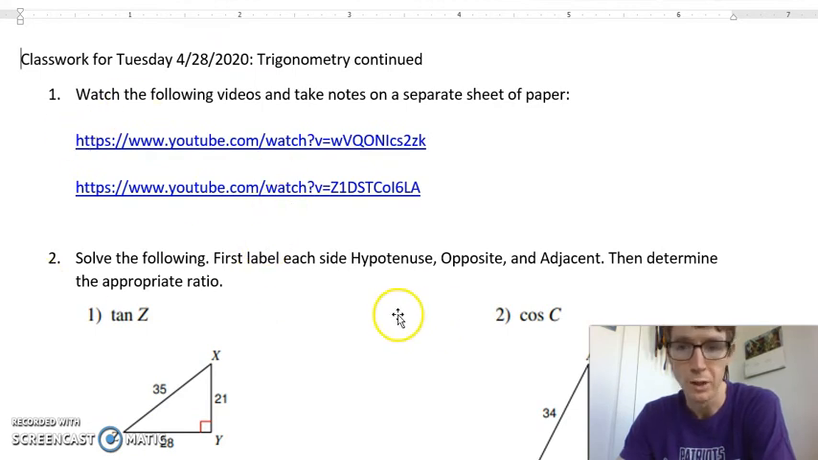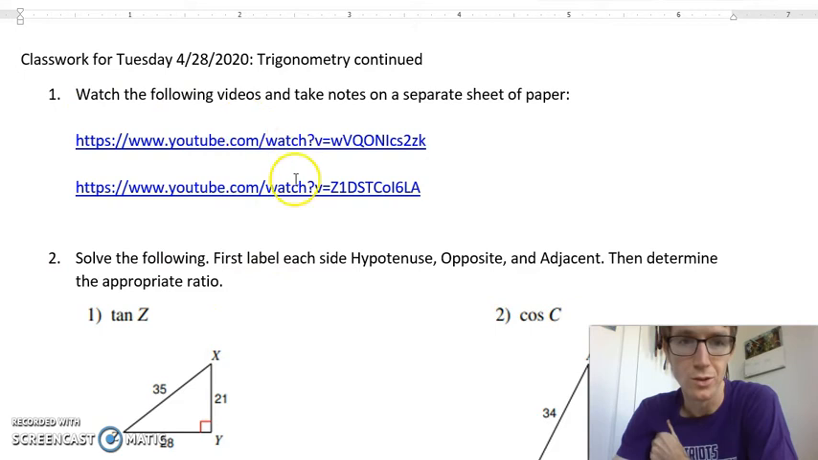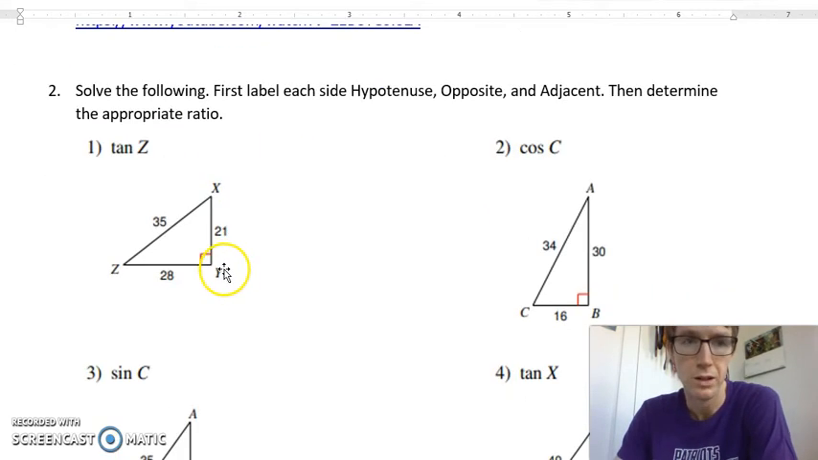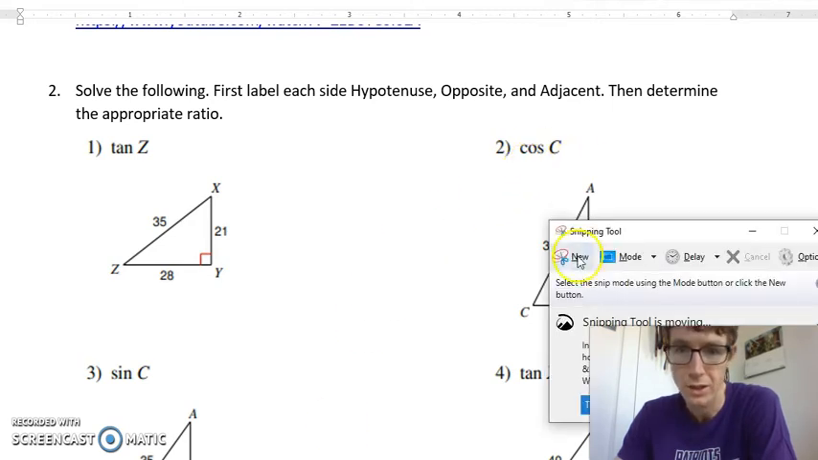Before we watch this video I'm making and begin these problems, I want you to watch these two YouTube videos and take notes on a separate sheet of paper. But for this one, we have to solve the following. First, label each side hypotenuse, opposite, or adjacent, then determine the appropriate ratio. So I'm just going to do the first two.